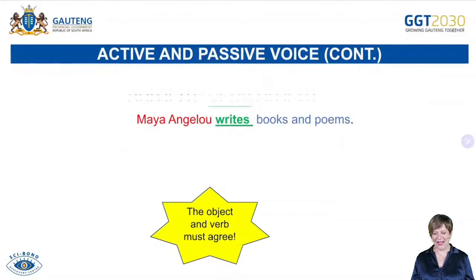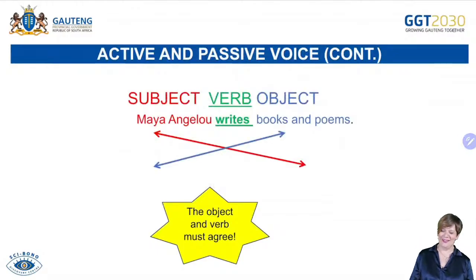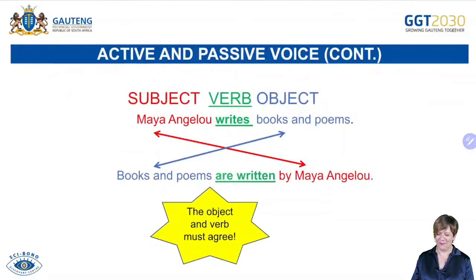So let's see how this works. Remember, we've got subject, verb, object. In the passive voice, we need to swap them. So Maya Angelou is now going to become the object, and the object is going to move over to the subject. We're literally swapping places. Is it that easy? Yes, it is. The only thing you have to remember is that your verb must agree with your subject. Let me show you what I mean.